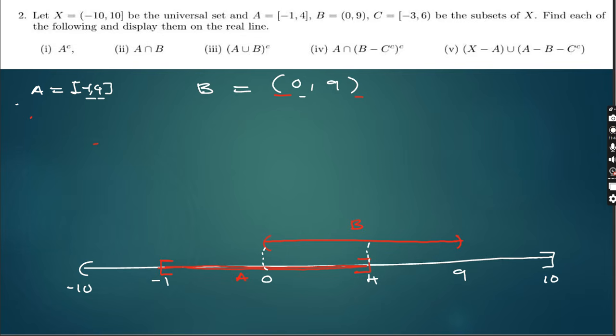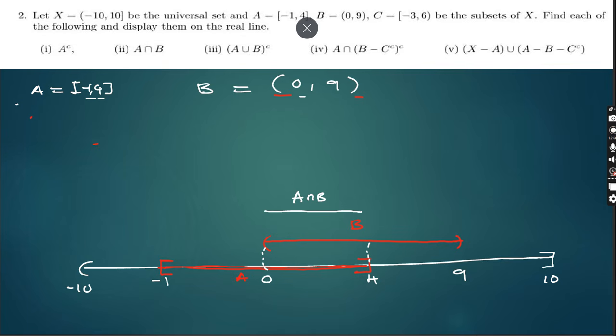So for our A intersection B, we're going to draw a line on top. Okay, this is going to be our A intersection B. Now let's talk about the brackets which we are going to use, because it's the only tricky part.